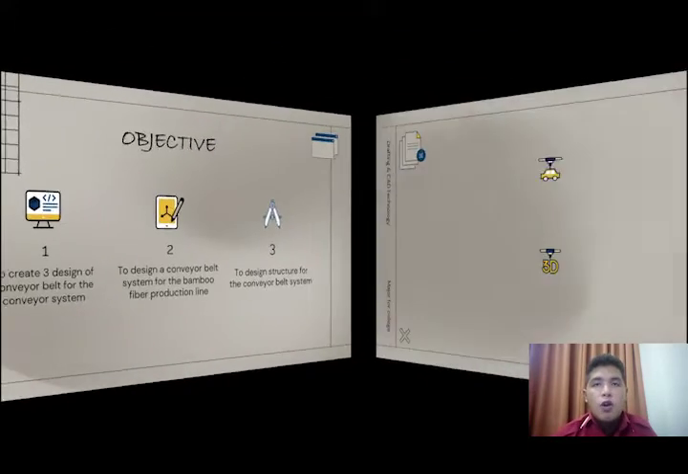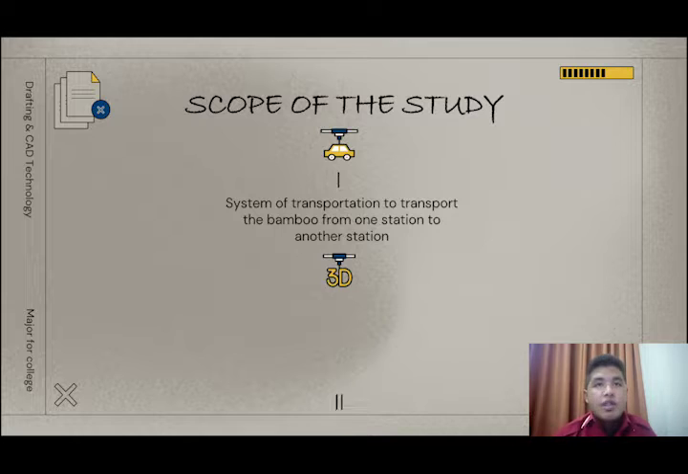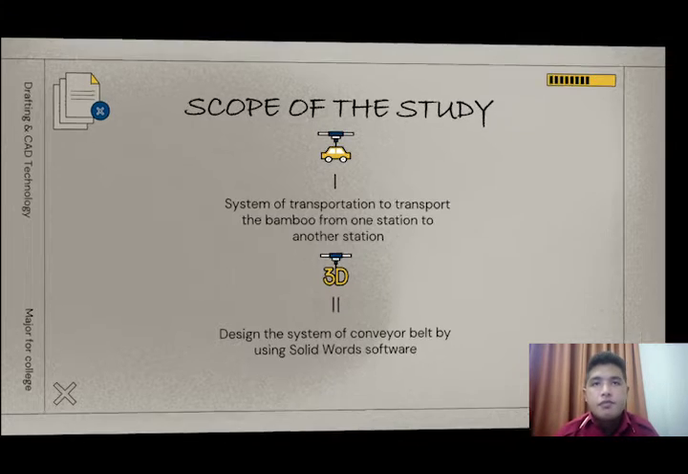Next is the scope of the study. So this project will cover two scopes. The first one is the system of transportation to transport the bamboo from one workstation to another station. The second is to design the system of conveyor belt by using SolidWorks software.